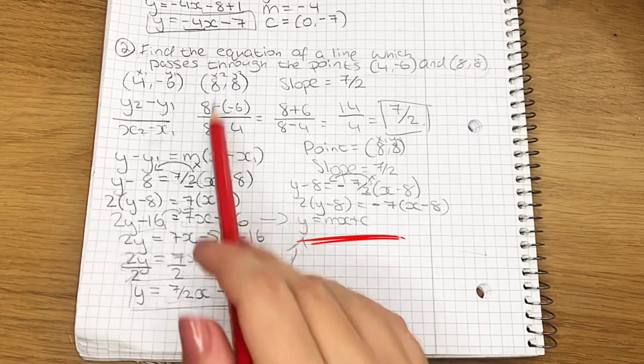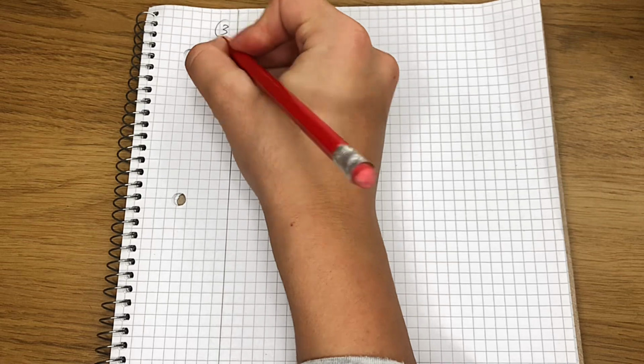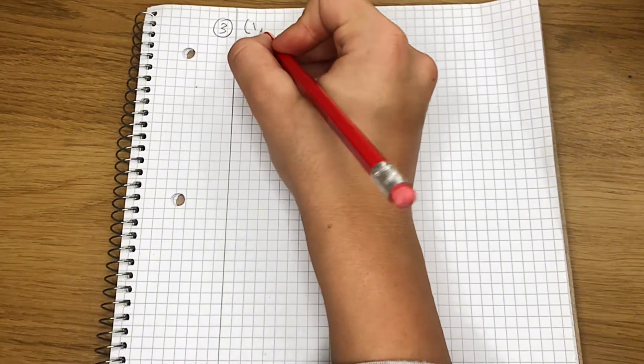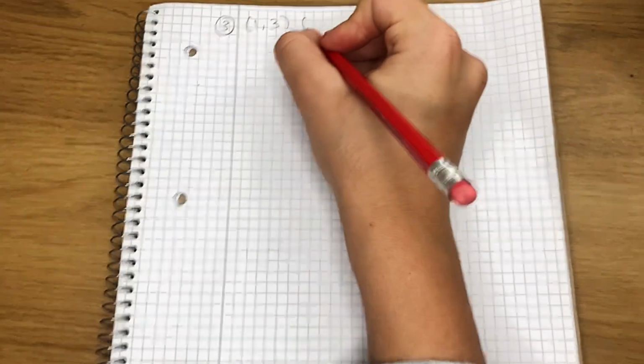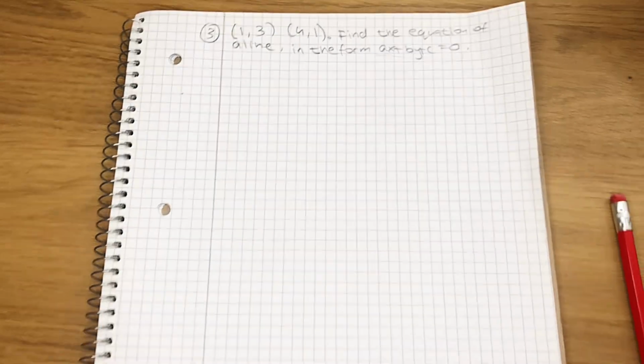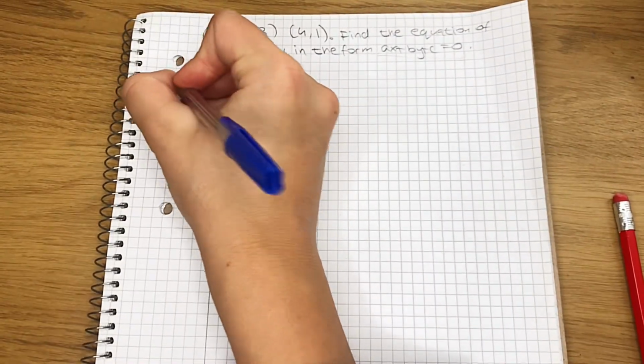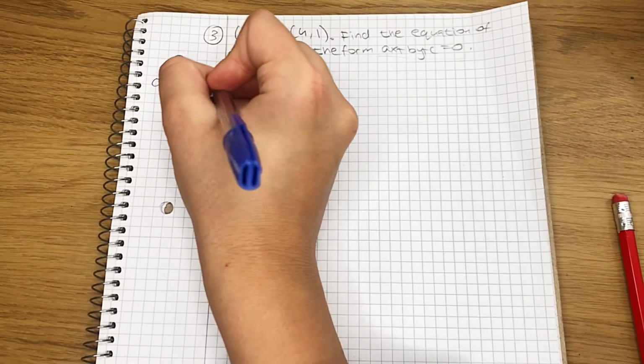It's just asking for the equation of a line. So let's do 2 more questions together. Question 3. If you are given the points (1, 3) and (4, 1), let's just write that down here: ax + by + c = 0.